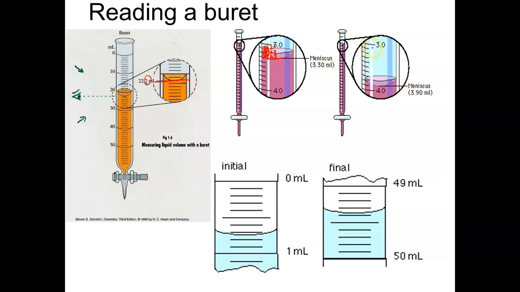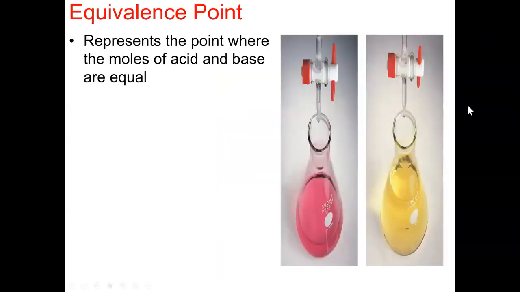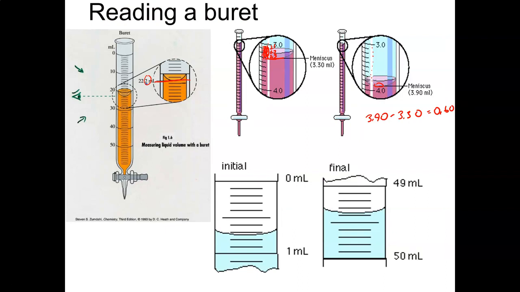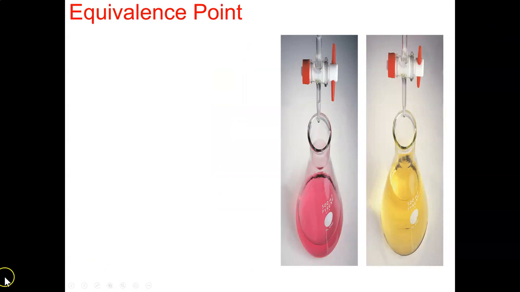For this one, 3.1, 2, 3, 4, 5, 6, 7, 8, 9, which is right there. So what's the volume that I added? Because that's what you're really interested in. It's going to be 3.90 minus 3.30, which means I added 0.60 milliliters of solution. That's the actual volume that you're going to be working with, the 0.60. So just be aware of that. When you're doing these volume measurements before and after, what you're looking for is the change in volume, not the individuals.